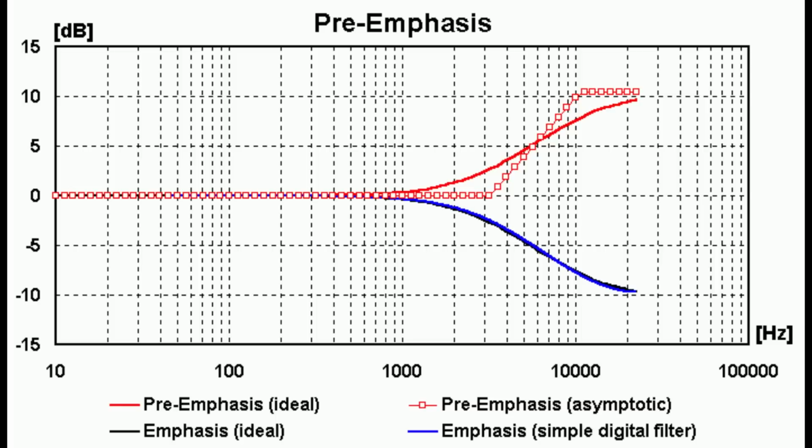Basically, the CD preemphasis curve is flat all the way up until 1 kilohertz, and then after that it rises to a 10 dB boost at 20 kilohertz. And then, of course, on playback, you have to turn that back down.